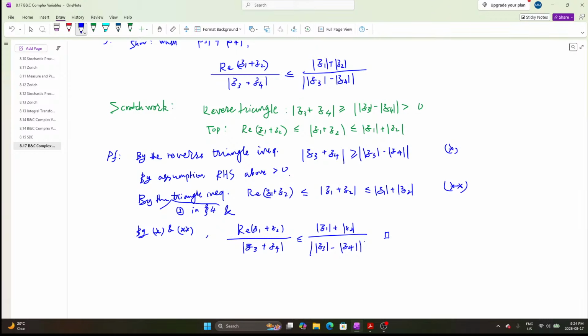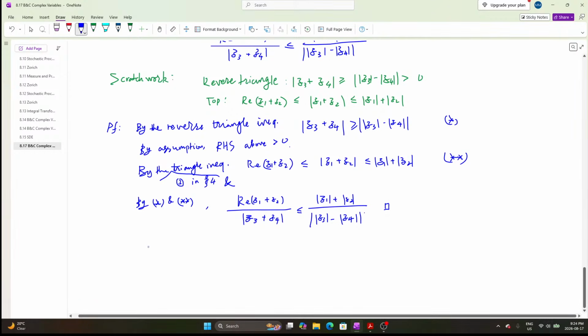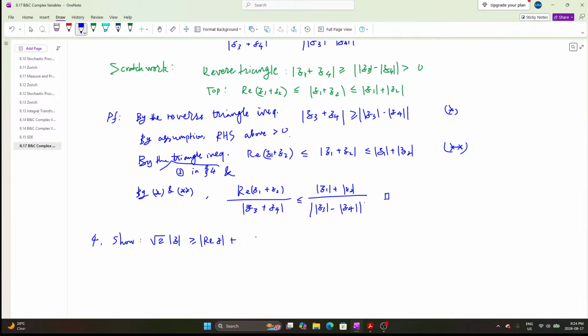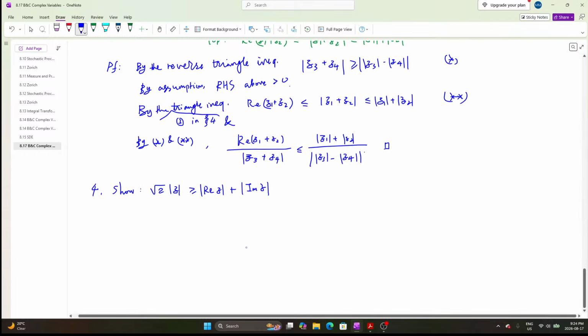And let's take a look at the other exercise, which is also proving an inequality. So the fourth one is to show that the square root of 2 times the absolute value of z is greater than or equal to the absolute value of the real part of z plus the absolute value of the imaginary part of z. Okay, so how do we do that?